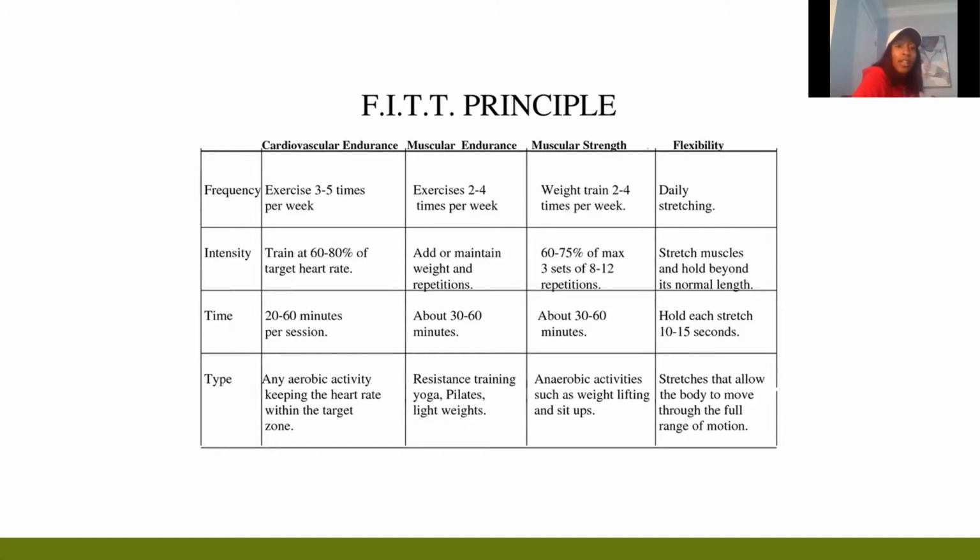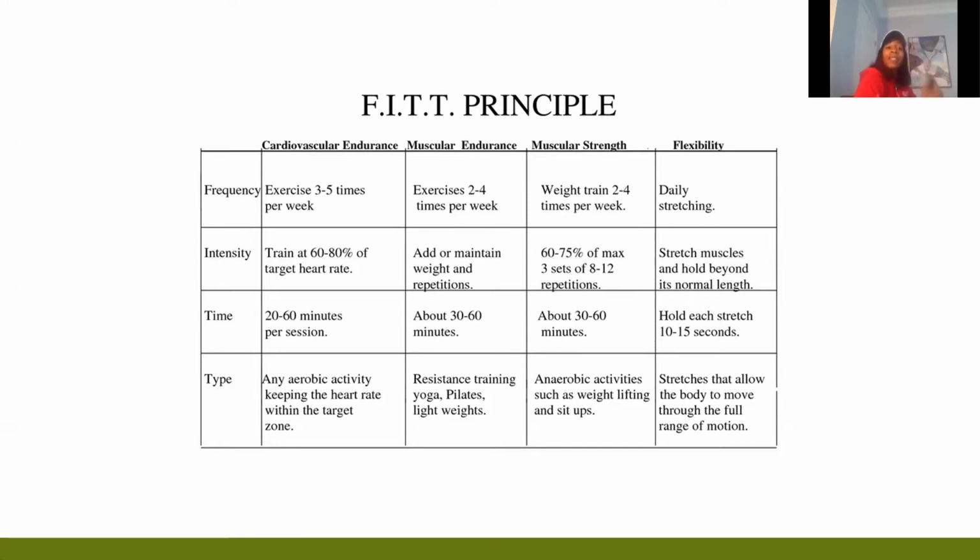Muscular endurance. Now remember, muscular endurance is your ability to do something repetitively with your muscles over time. It's not just strength, which is like your max. Exercise 2 to 4 times per week. Add or maintain weight and repetitions. That increases your intensity. Either you're doing more reps or you're increasing your weight. About 30 to 60 minutes per session. And resistance training, yoga, Pilates, light weights. These are all types of muscular endurance activities.